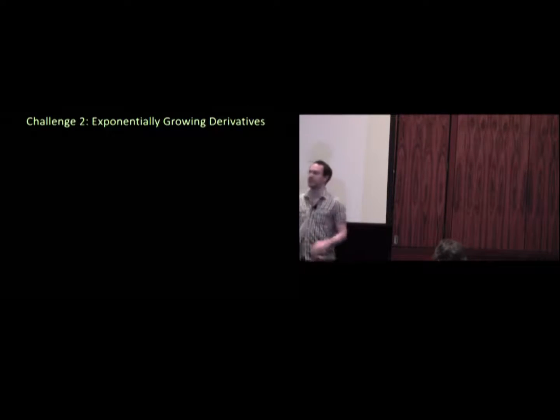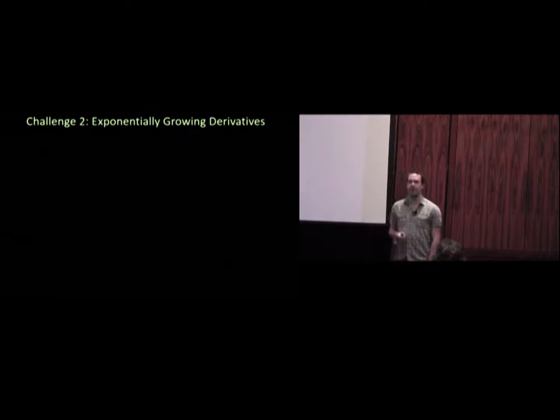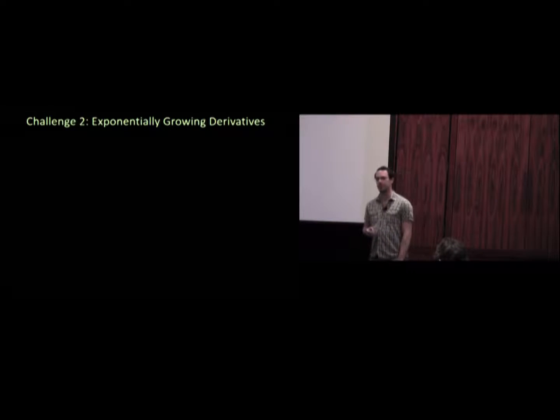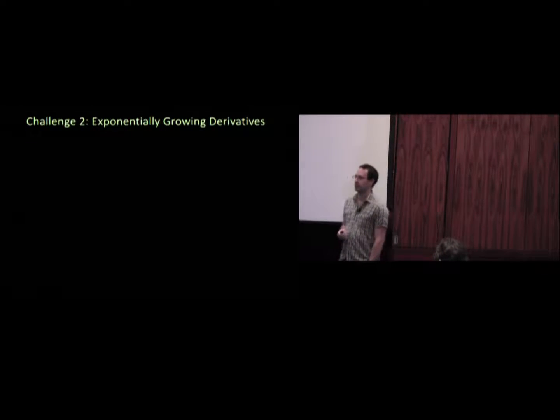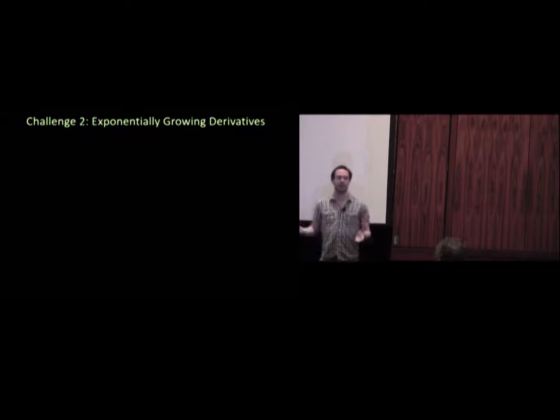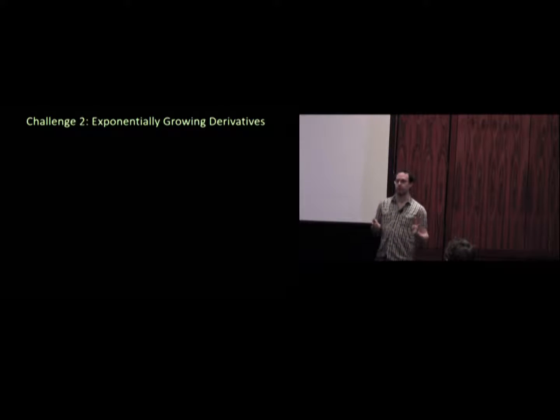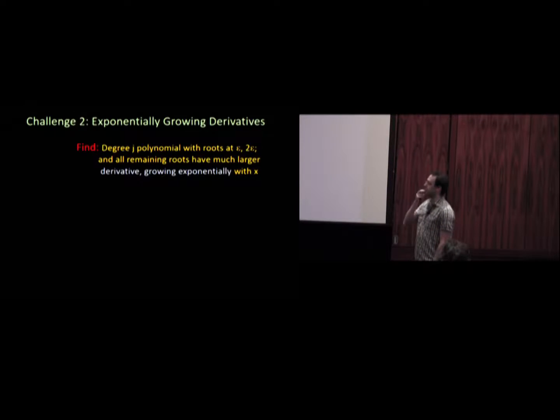Same paper, completely different setting. So now we want derivatives to grow exponentially. And again, the first slide said if you want things that look like an exponential, Laguerre polynomials. So we already know where we're headed, and the question is how to get there. Okay, so this is the challenge. This is the kind of polynomial that we're looking for.